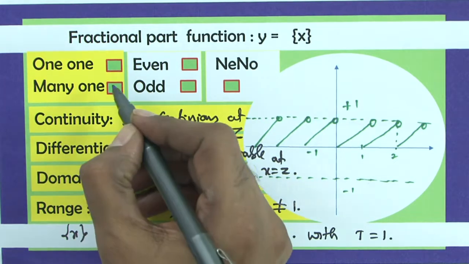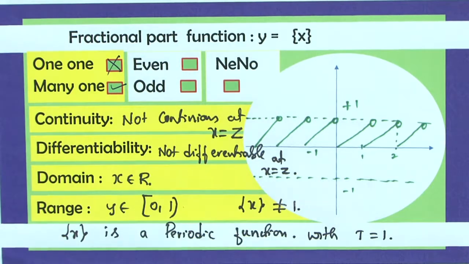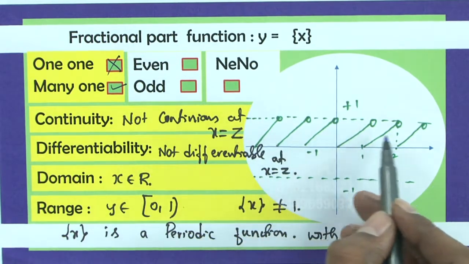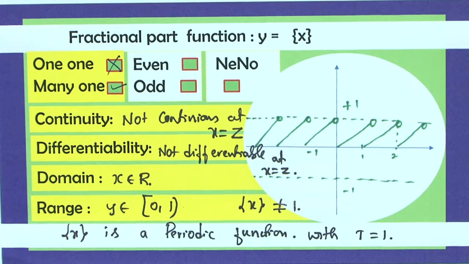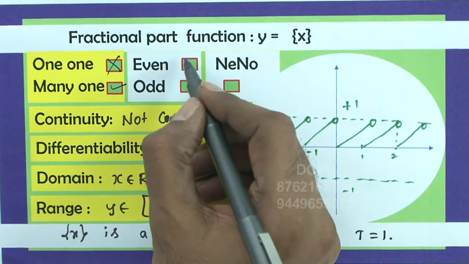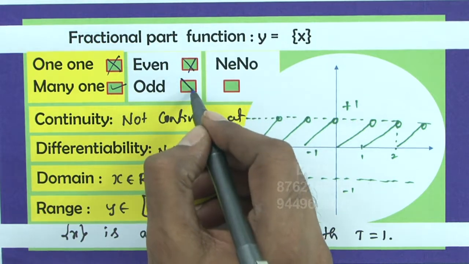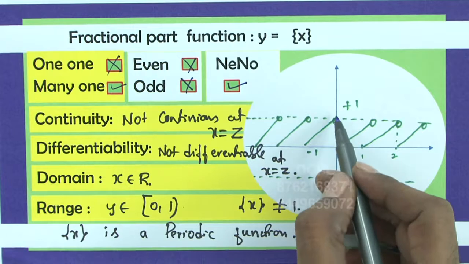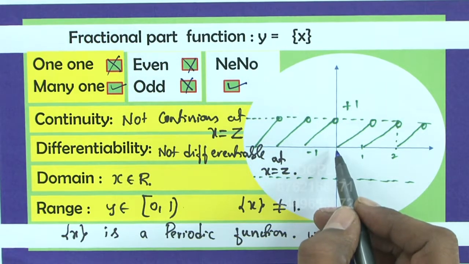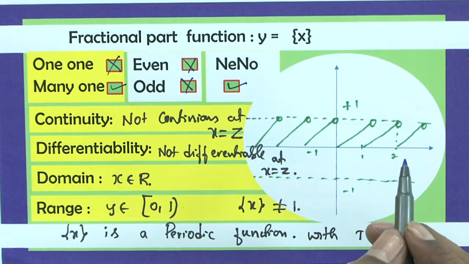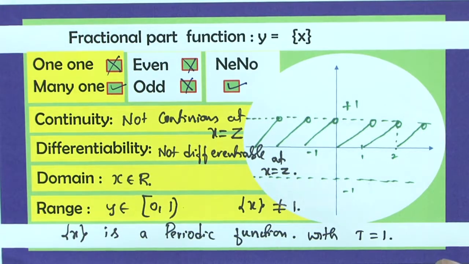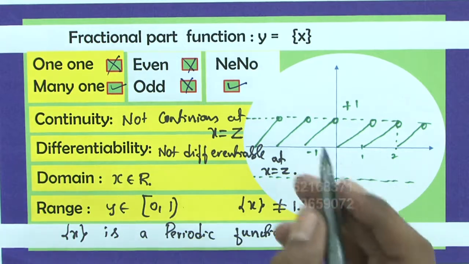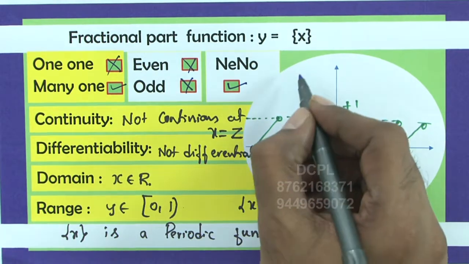Right? It is definitely a many-one function. It is evident from the graph. A line drawn parallel to x-axis meets the graph at more than one point. Whether it is an even or odd function, it is neither an even function nor an odd function, because you can directly see here the function is neither symmetrical about y-axis nor anti-symmetric about the origin. Right?